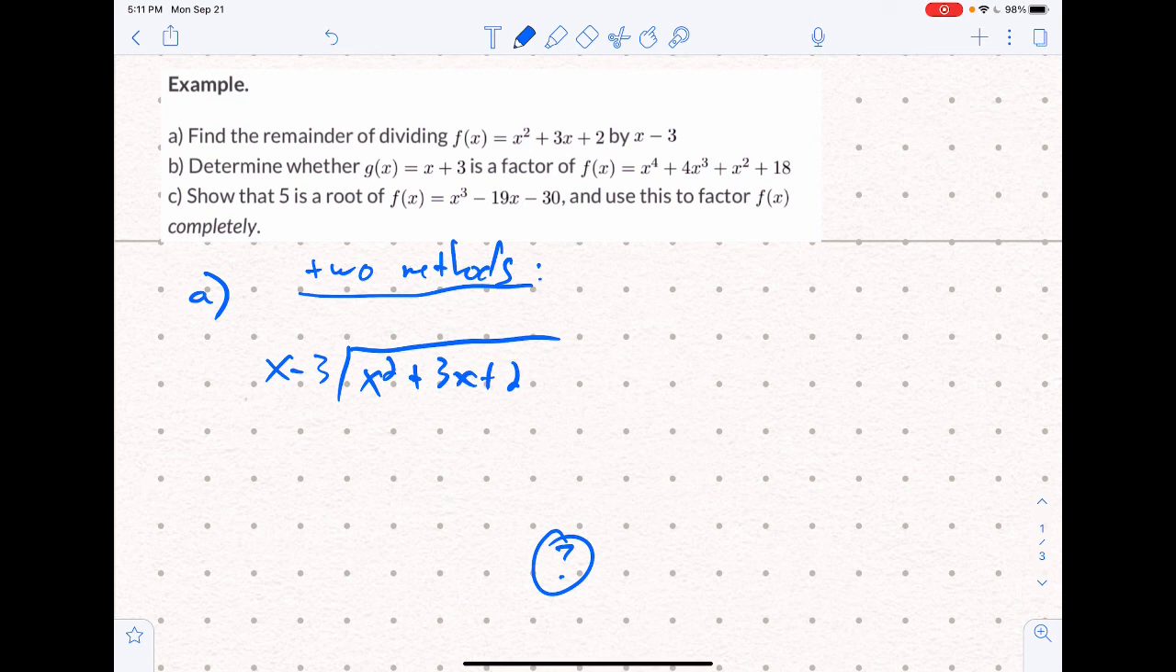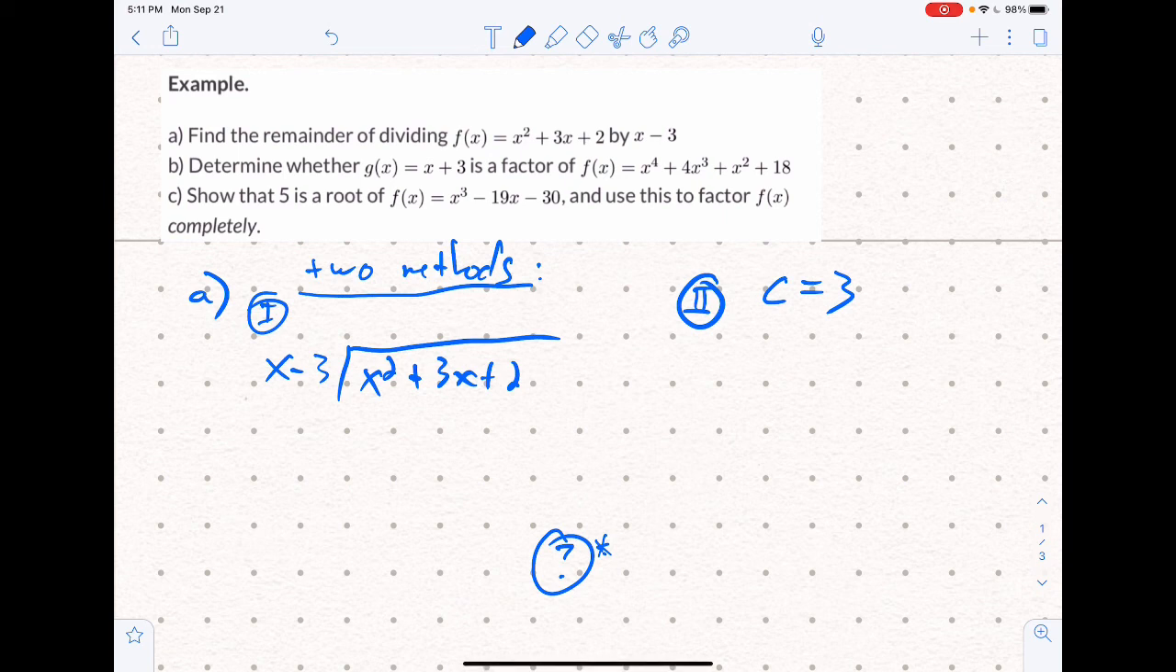Well, that was method 1. I'm going to skip that because I'm going to do the easier method. What the remainder theorem says is that if we're dividing by something of the form x minus c, then we can find the remainder by simply plugging the number c into our function f. In this case, what is c equal to? Well, it's x minus c, and this is x minus 3, so the c is 3.